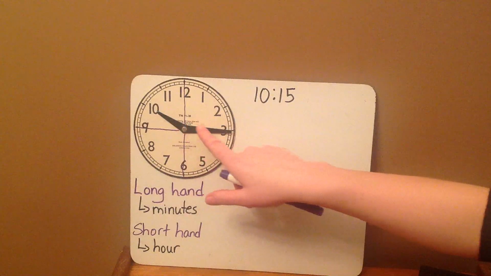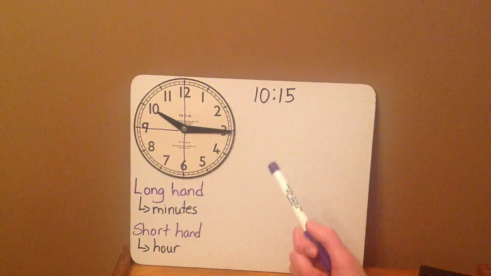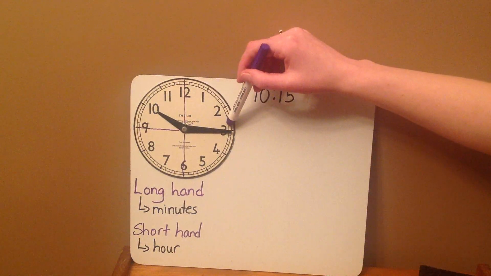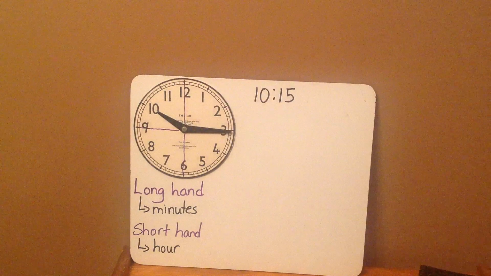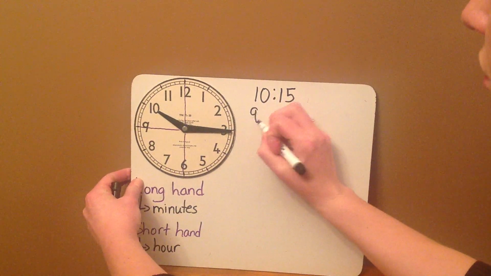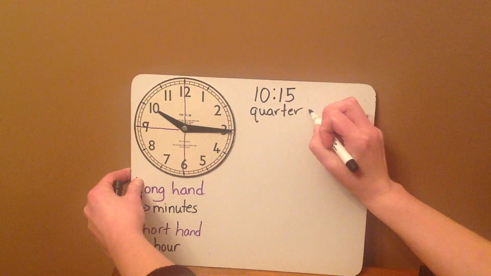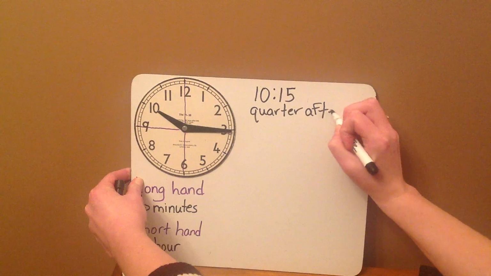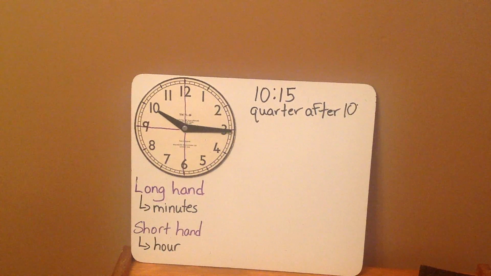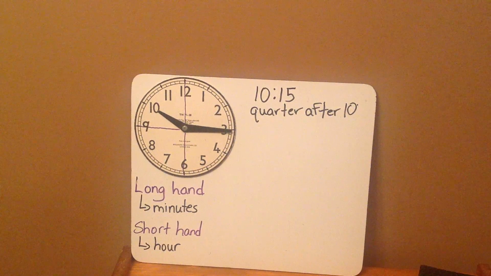So when our minute hand is pointing directly at the 3, we can read it as being 10:15, or we could also say it's a quarter after 10. So if we write that, this is what it would look like. Quarter after 10. It's a more common way of saying the time 10:15. In everyday speech, we would say it's quarter after 10.